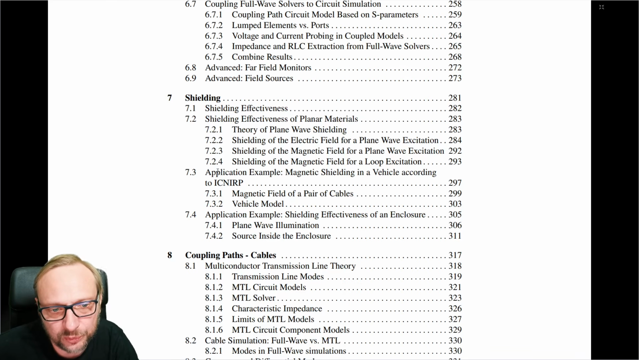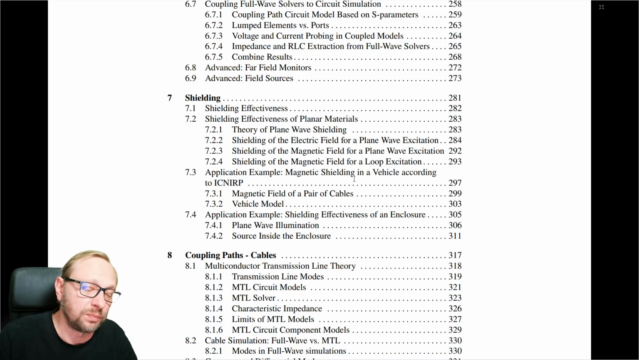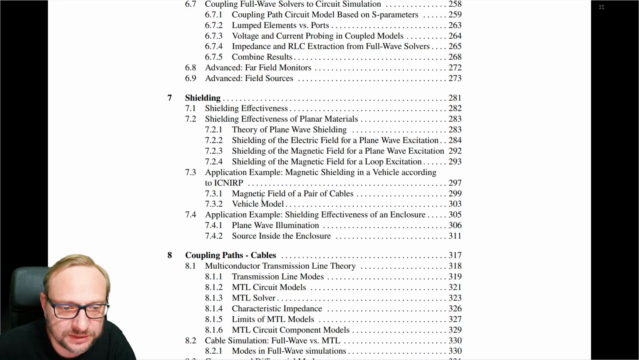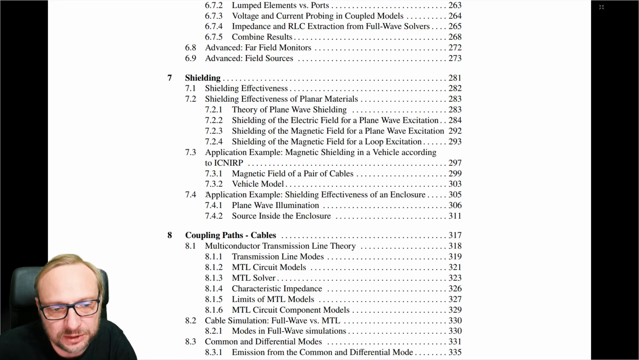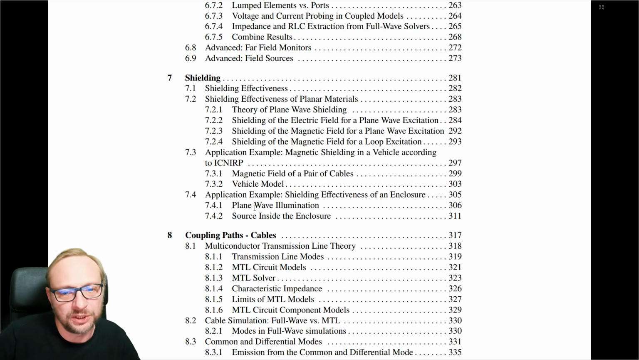Then we have an example which is magnetic shielding in a vehicle. So we have a more complicated geometry and discuss the magnetic field generated from a pair of cables inside a more complex setup. And finally, this is a rather low frequency application, magnetic field shielding. This is more a high frequency simulation where we study the shielding effectiveness of our enclosure and compare a plane wave illuminating the enclosure and putting a source inside the enclosure.